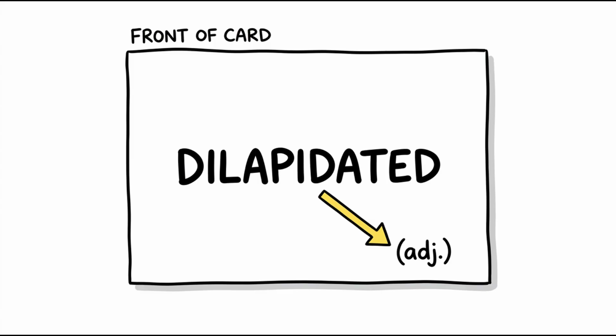First, the front of the card holds the target sound. Write only the target English word on the front. Let's use an advanced descriptive adjective as an example, dilapidated, which describes a building that's old, broken down, and falling apart.